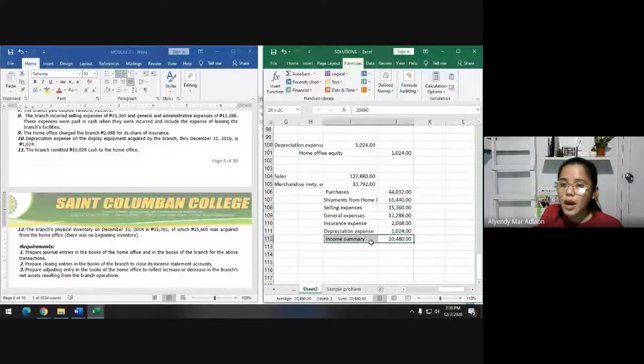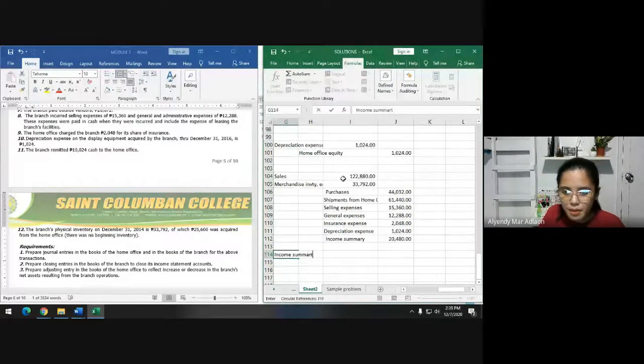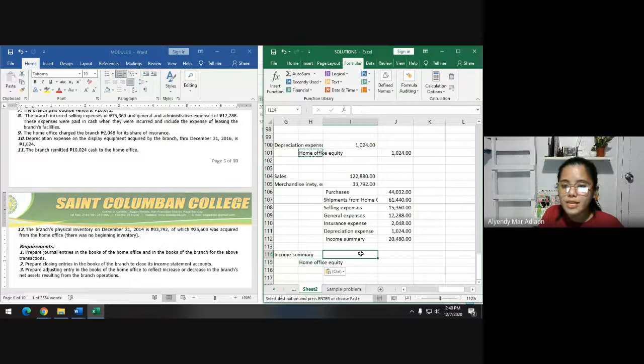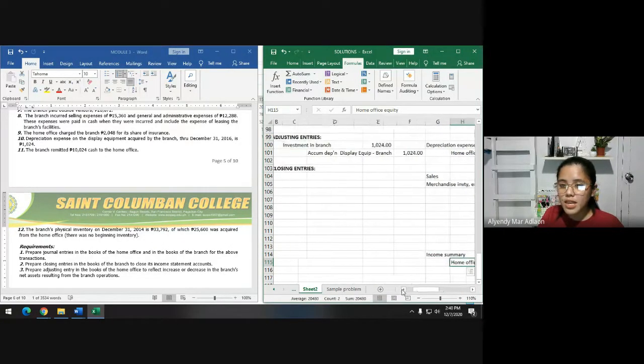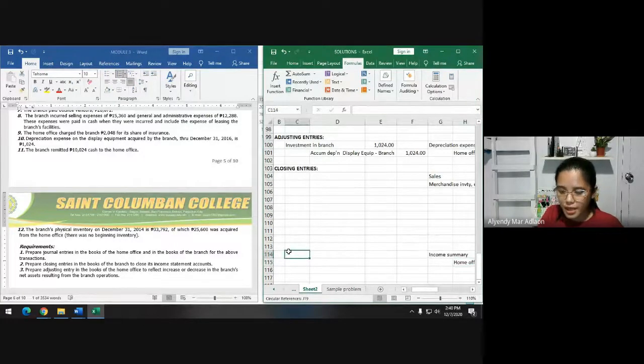Now, class, since ato man ni siyang i-combine sa home office, so what are we going to do? So, murag nag-close ka og profit dito sa equity sa isa ka sole proprietor. So, that would be debit to income summary and credit to home office equity, amounting to 20,480. Okay? So, class, since nag-record man tag transaction involving the home office equity account, so dapat naay corresponding journal entry diri sa home office. Okay? So, kay nadungagan man ang home office equity because of the profit, so madungagan ang investment in branch.